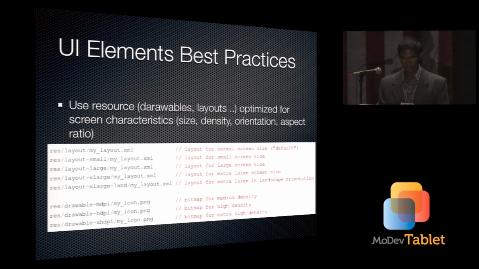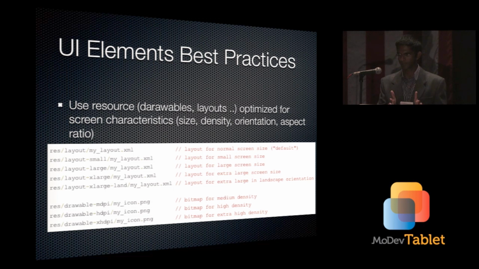And you should always try to use resources. Resources in Android are things like images and icons, which are called drawables, and also layouts, the way that you lay out your widgets on the screen, which are optimized for specific screen characteristics. Screen characteristics are things like the size, the density, the orientation, and so forth. So you would want to have, for example, different layouts for different size screens. And it's very easy to do in Android.